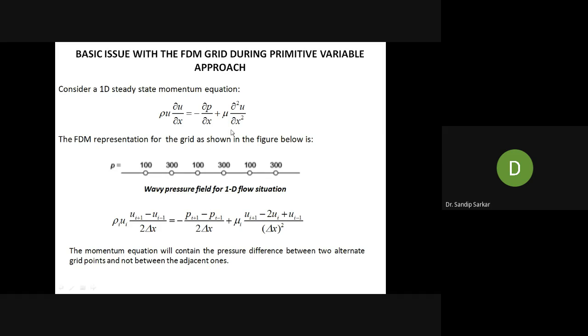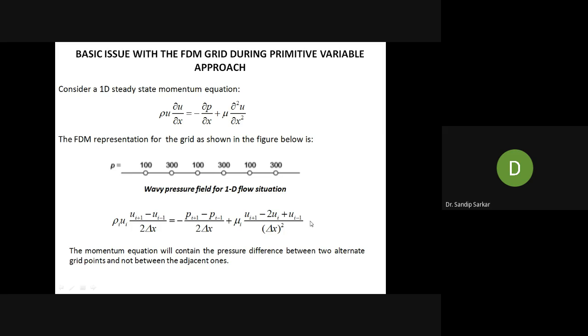Here we are applying the central differencing method. Rho u_i times (u_{i+1} minus u_{i-1}) by 2 delta x equals minus (p_{i+1} minus p_{i-1}) by 2 delta x plus mu times the viscous term, (u_{i+1} minus 2 u_i plus u_{i-1}) by delta x square. Okay? Everybody has understood? Right?